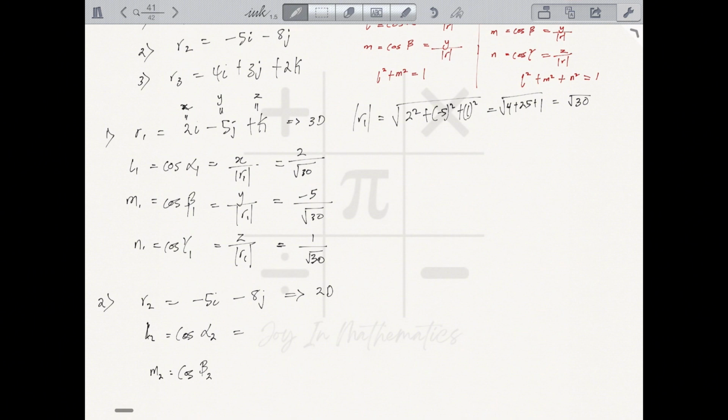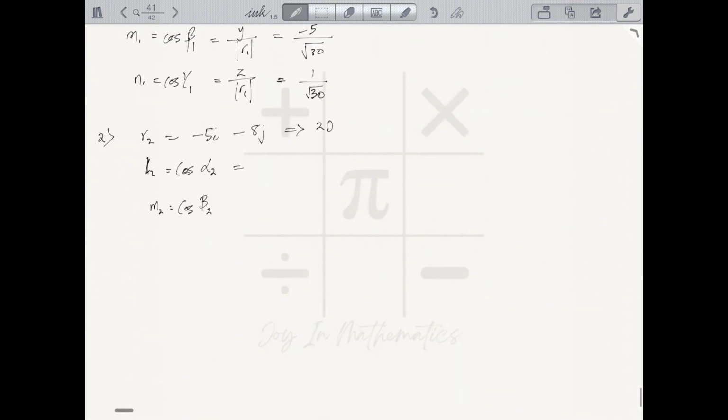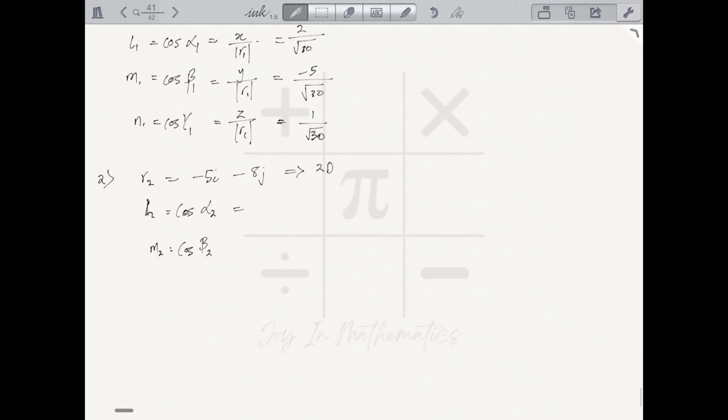We know that in a two-dimensional vector, we are going to have x divided by the modulus of r and also y divided by the modulus of r. Since we are considering r2, the direction cosine on the x-axis will be x divided by the modulus of r2, and the direction cosine on the y-axis will be y divided by the modulus of r2.